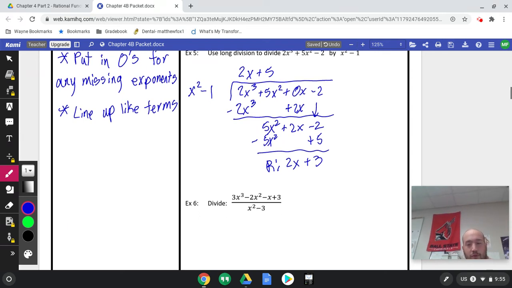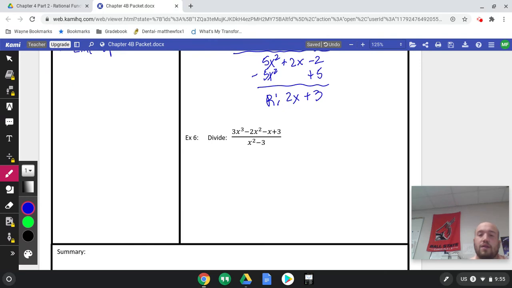Okay, we're going to do one more together. This one is similar to the last one, so if you want, you can pause it. However, the difference is this time we have x to the third, x to the second, x, and a 3. We don't have to add anything in. All the terms are there. Each place is represented.